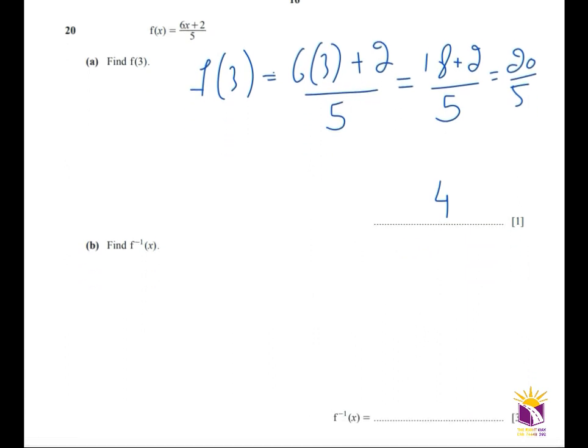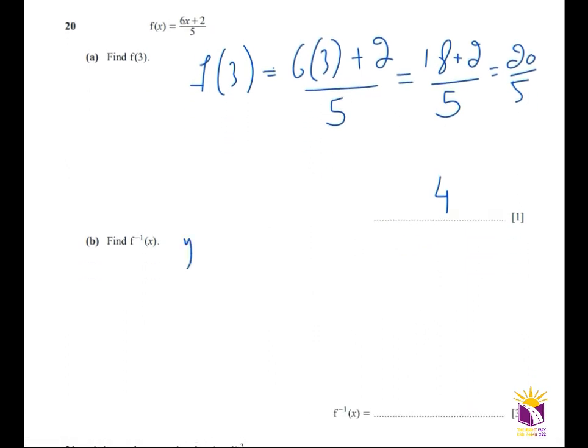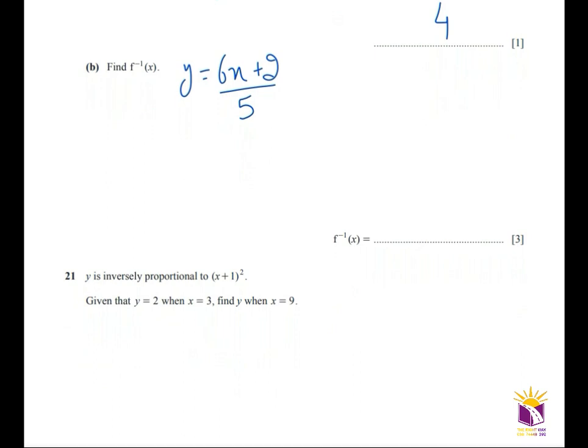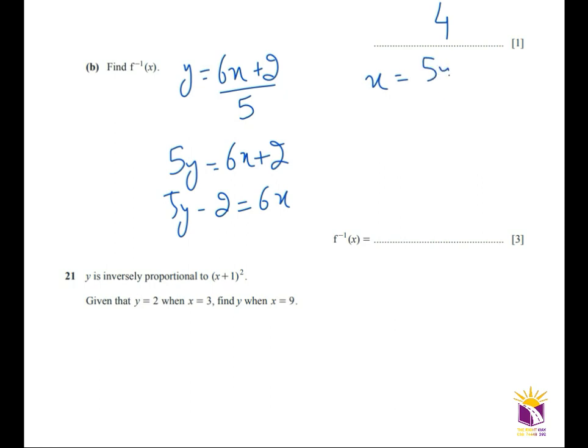Now find f inverse of x. So I am going to take y is equal to (6x plus 2) by 5. First step, take f of x as y. Now second step, make x the subject. So it will be 5y is equal to 6x plus 2. 5y minus 2 is equal to 6x, and x will be equal to (5y minus 2) divided by 6. As 6 is multiplying with x on this side, it will be divided on the other side.